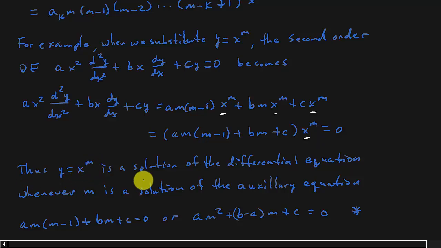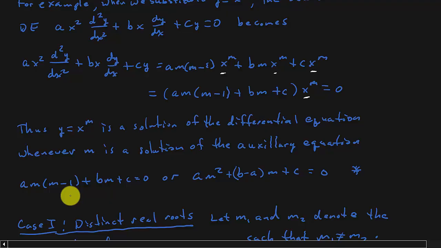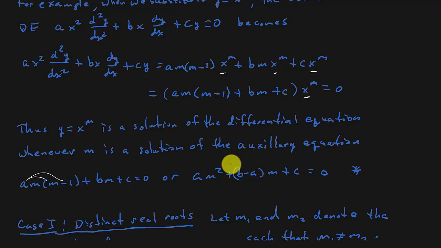Thus, y equals x to the m is a solution of the differential equation whenever m is a solution of the auxiliary equation. We have a m times m minus 1 plus b m plus c equals 0, or a m squared plus b minus a m plus c equals 0. And that's just distributing here and combining like terms. That's all we're doing there. But like I said, it'll make more sense when we start working the examples. Just hang in there with me, and make sure you hang in to the end of the video, because we're going to work a pretty interesting problem at the end.